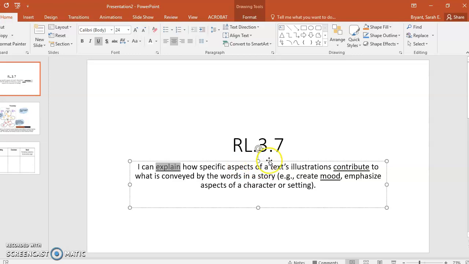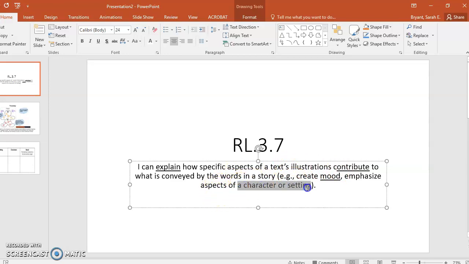How specific aspects of a text illustration, so we're using just parts. Aspects are parts of a text illustration, and that is a picture or a drawing in a story. So we're going to explain how parts of the picture contribute, okay? The word contribute means helps out to what is conveyed by words in the story. So we're using the picture to help us talk about what is told in the story by the words. And this can create mood, emphasize aspects of a character or setting.